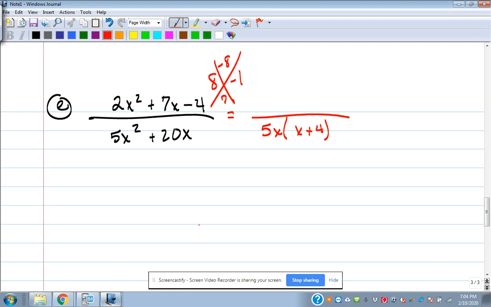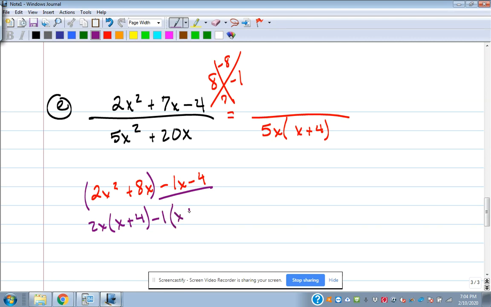And I can't take the shortcut with this one because it's got that 2 in the front. So I'm going to have to somewhere put 8x in there and 1x and then group. Maybe you can do that in your head. Obviously, I'm not doing it in my head. So we got 2x minus 1, then x plus 4.